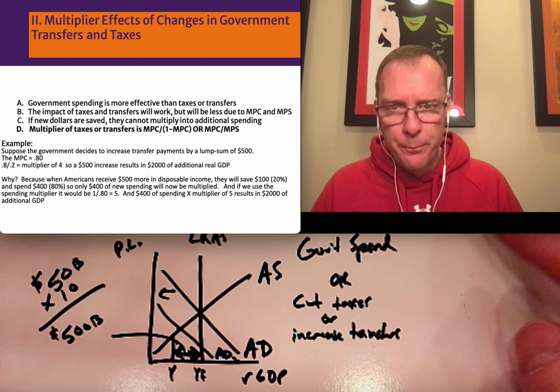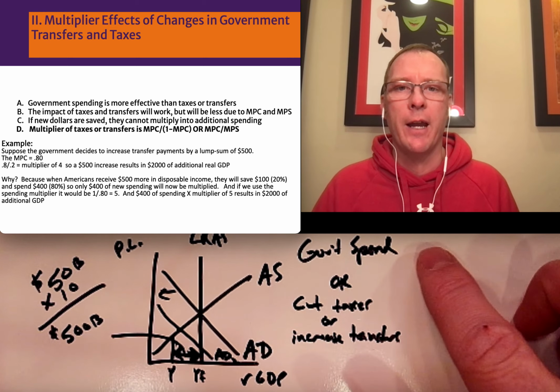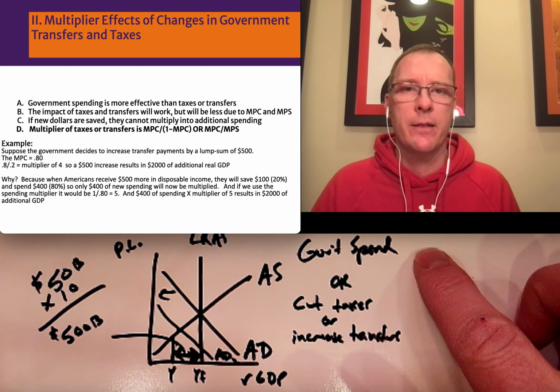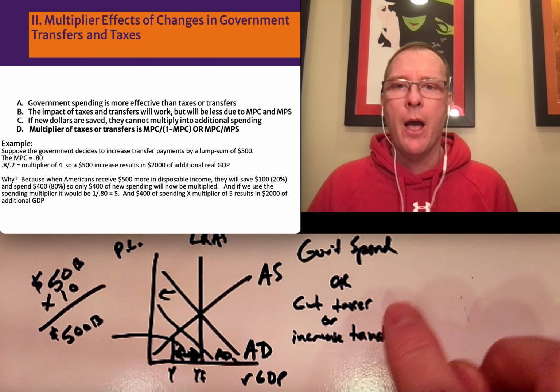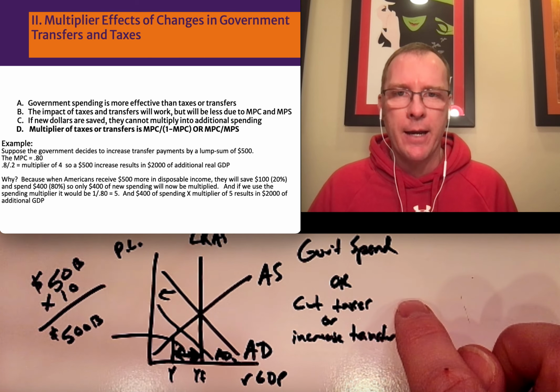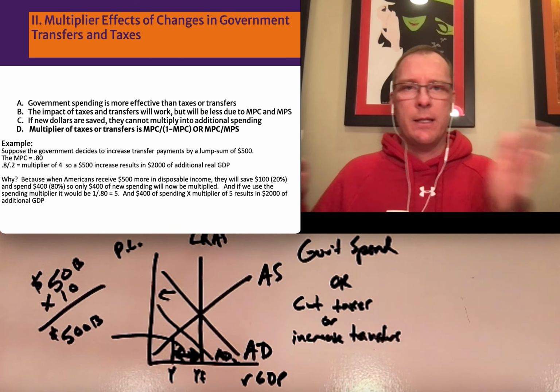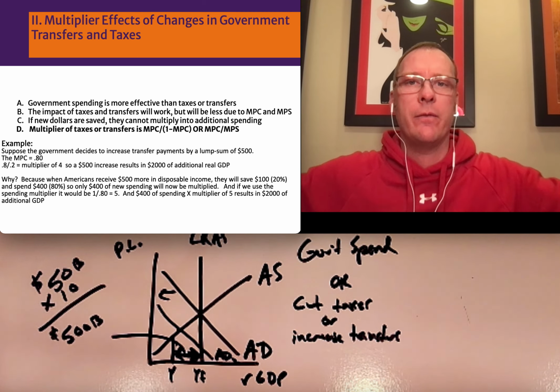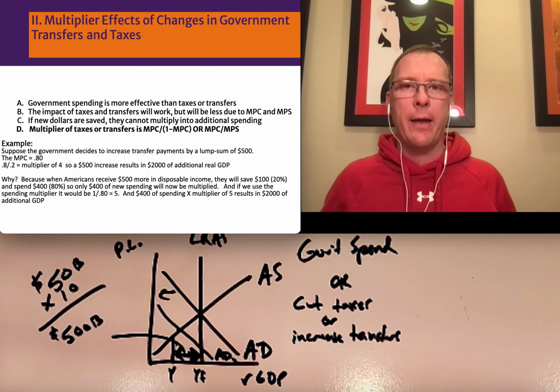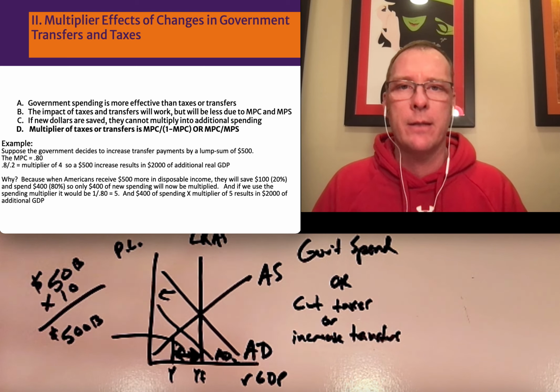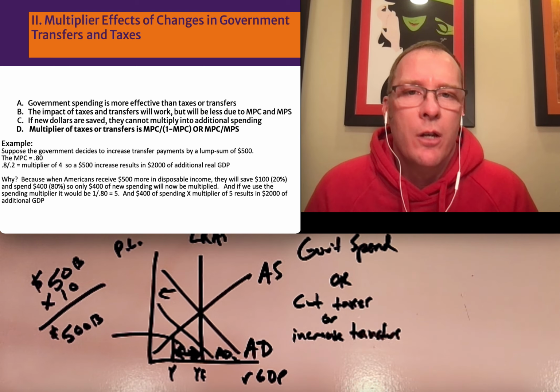So let's put it that way. If the government spends, you're getting the full deal because the government doesn't care. They just have the money, they're going to spend it. But if I decide to cut your taxes, you're already receiving that money. So you've already saved some of that money, and you can only spend the amount that you haven't saved. So the number is just going to be less.